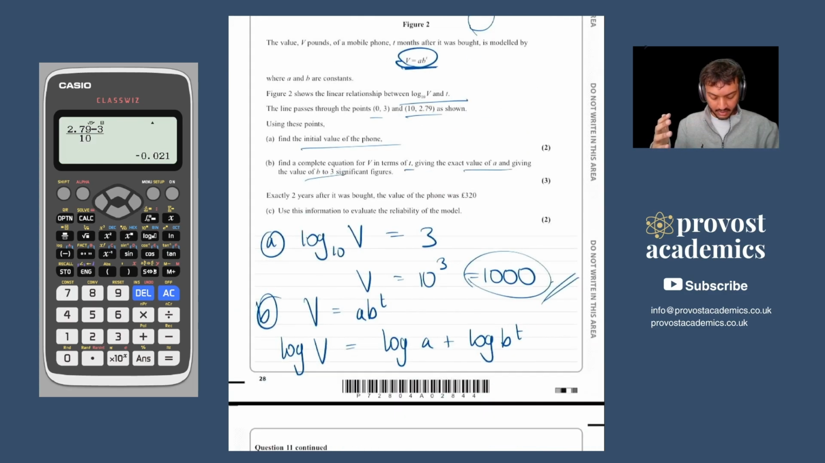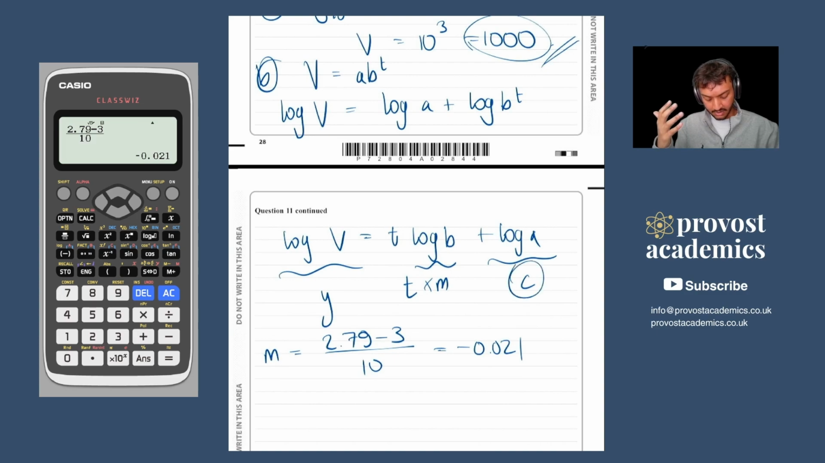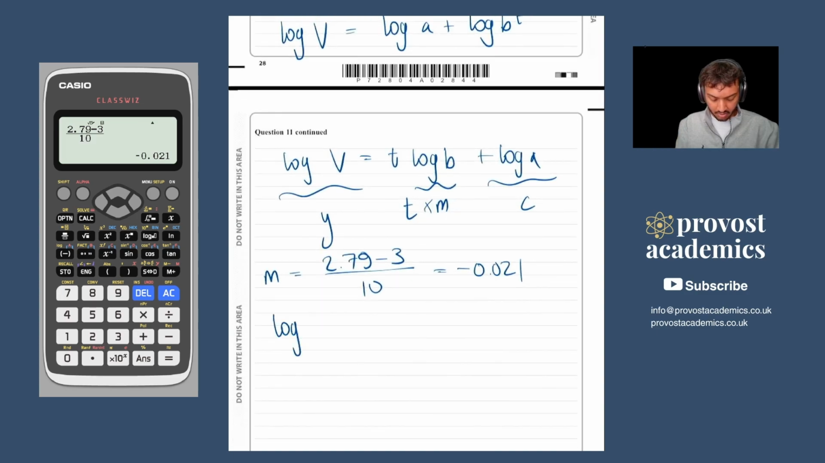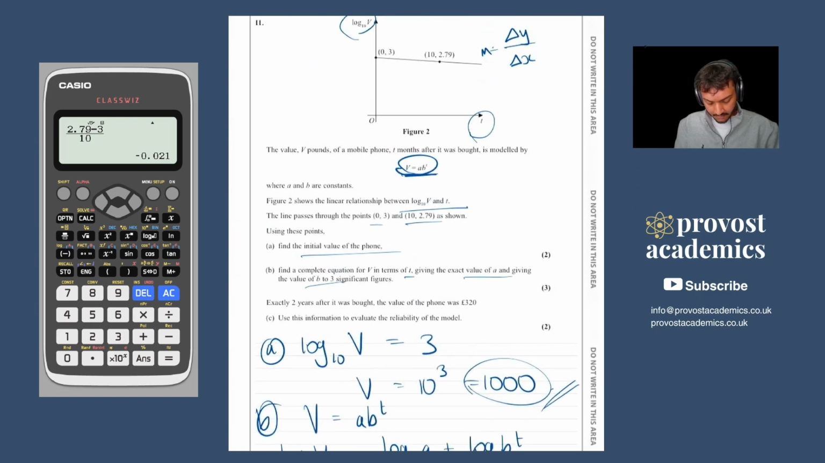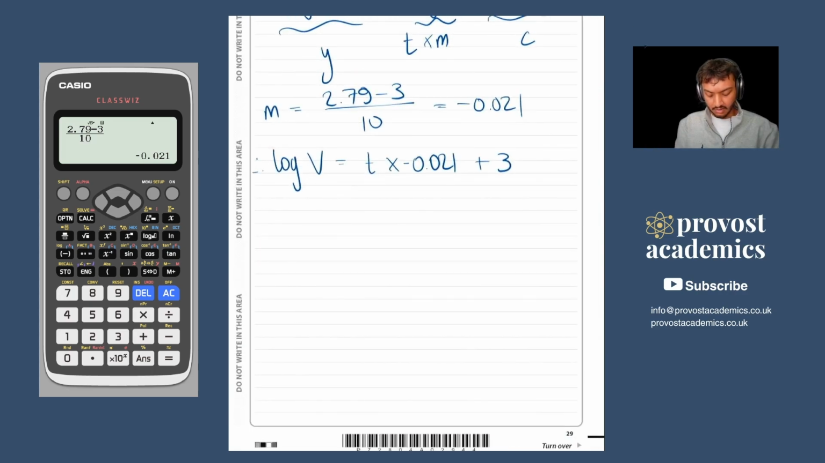Okay, cool. So that's my gradient sorted out. My y-intercept, like we said, is going to be plus 3, right? So c is plus 3. So actually we do have the equation. That will be log of v equals t times minus 0.021 plus 3. Now, if you're trying to find v in terms of t, not log of v, right? Let's take everything to a base of 10. So I get v equals 10 to the power of minus 0.021t plus 3.